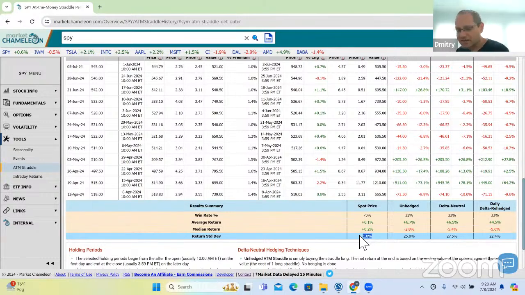So let's compare that now to the option strategies. Keep in mind, a straddle is not a directional exposure. The idea there is that you're taking a delta neutral approach. It's like a directional neutral approach.